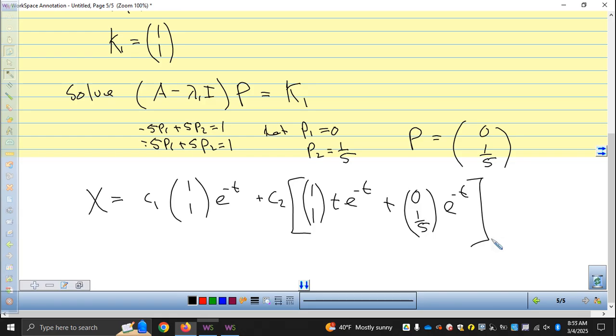So very similar to when we had repeated roots to our auxiliary equation, we end up with this extra term here. So the process is not difficult. We just do another system of equations to find our other vector, that vector p.